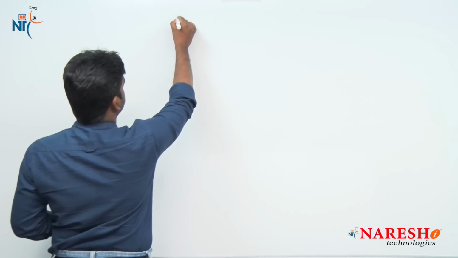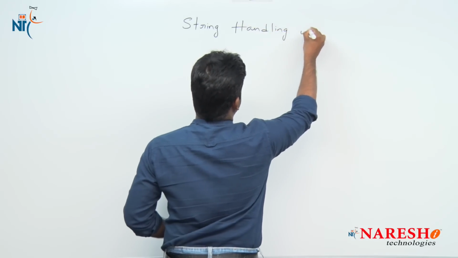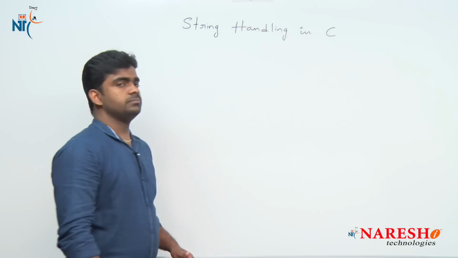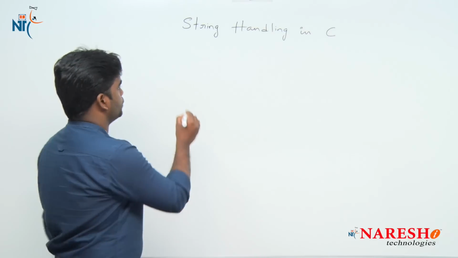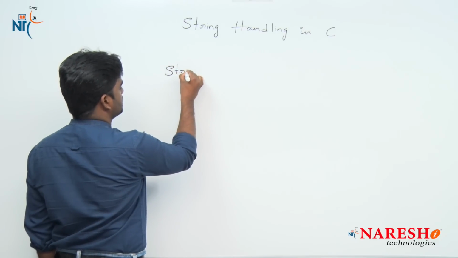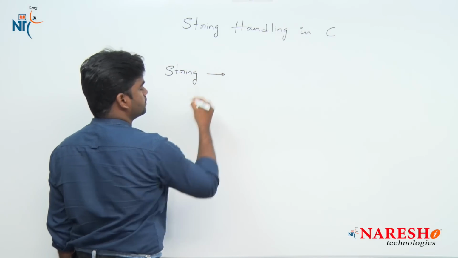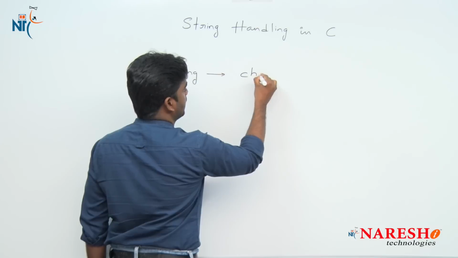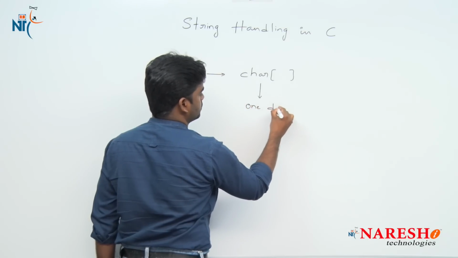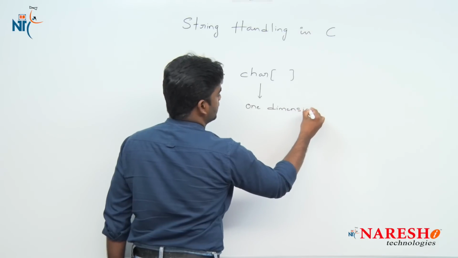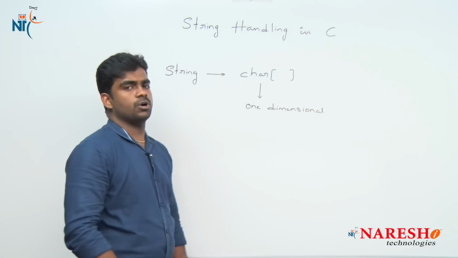This is Srinivas. So today we are going to discuss string handling in C language. The concept is string handling in C language. First of all, what is a string? What does a string mean? It's a one dimensional character array. This is a character array and that is one dimensional. A character array is called a string.